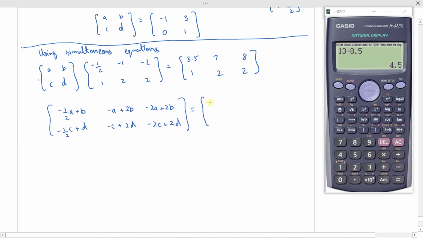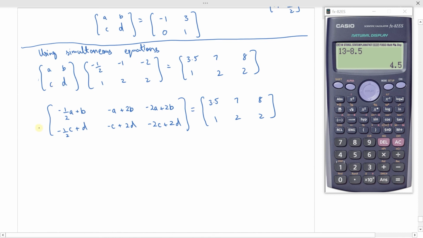And this is equal to 3.57812. Now this matrix is equal to this. So that means this value, which is the first row, first column, will be equal to first row, first column on the right side. This value, first row, second column, will equal this 7, which is in the first row and second column. So I can form four simultaneous equations. I have four unknown variables. So I'll form two equations in A and B to then simultaneously solve to get values of A and B. And then I will form two equations in C and D and solve them simultaneously to get the values of these variables C and D.